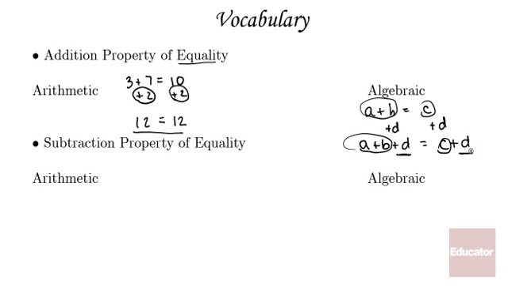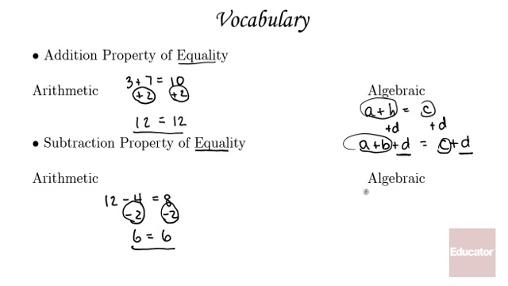Let's look at the subtraction property of equality. Just like the addition property of equality, it focuses on keeping the equation the same value on both sides. An arithmetic representation could be 12 minus 4 equals 8. If I subtract 2 more from both sides, 12 minus 4 is 8, minus 2 is 6, and 8 minus 2 is 6. Notice that both sides of the equation are still equal because I did the same thing to both sides. I subtracted 2 from both sides, so I kept it equal.